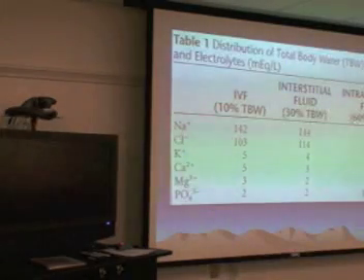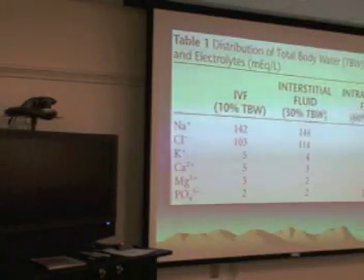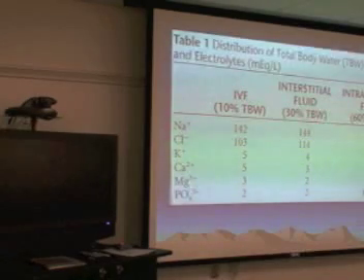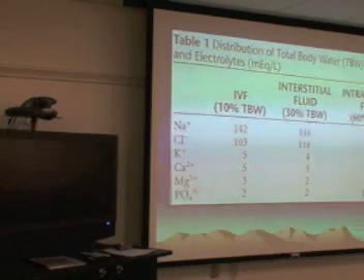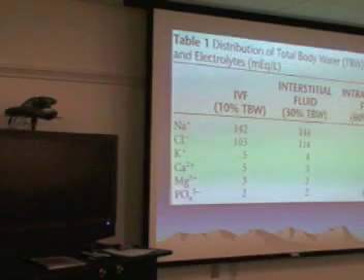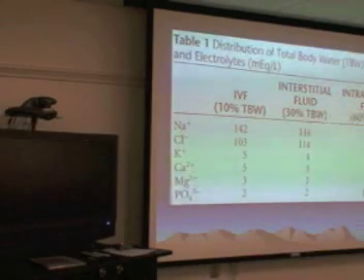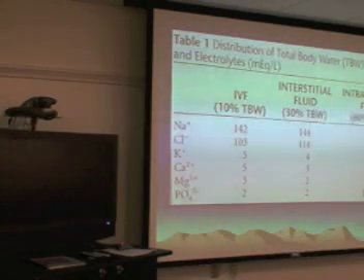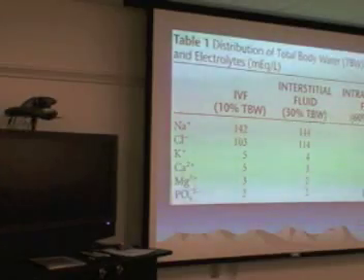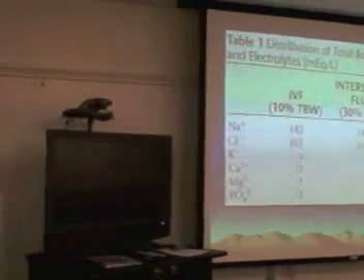This is an example of your distribution of your electrolytes in the interstitium or the intracellular fluid. And again, sodium and chloride are predominantly in the interstitium and the plasma, and potassium is intracellular along with phosphate and magnesium.